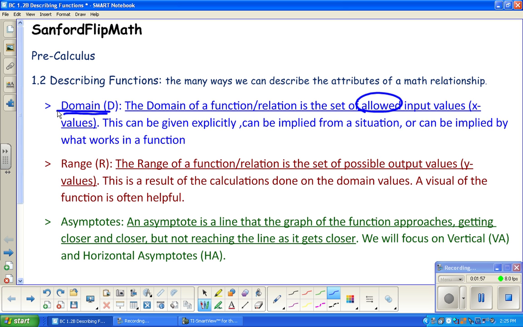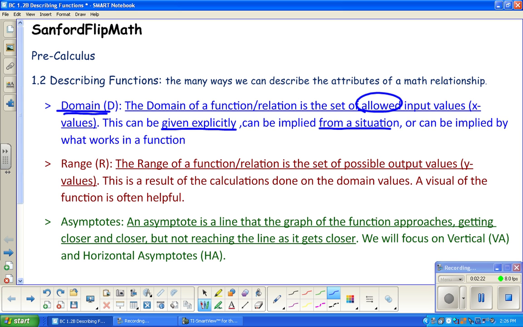For instance, maybe we're talking about an equation that models the population of Southfield, and maybe it's only appropriate to use this model between 2008 and 2012. So we might say this equation is appropriate for 2008 to 2012, so those are the only years that you would use. It could also be implied from a situation.